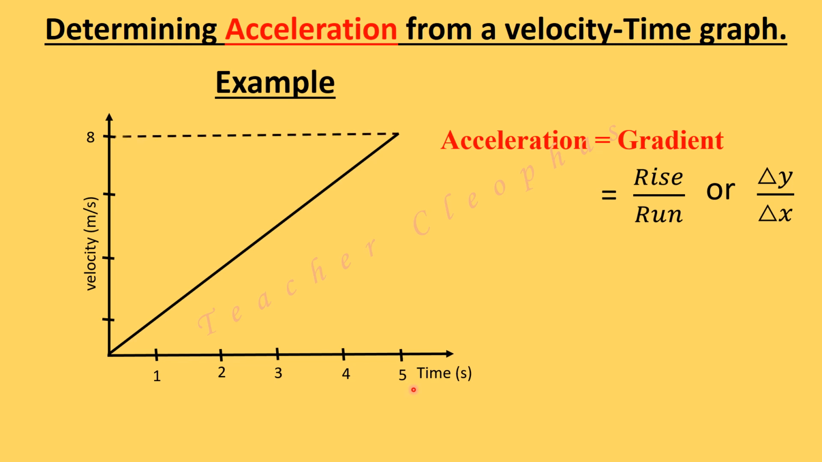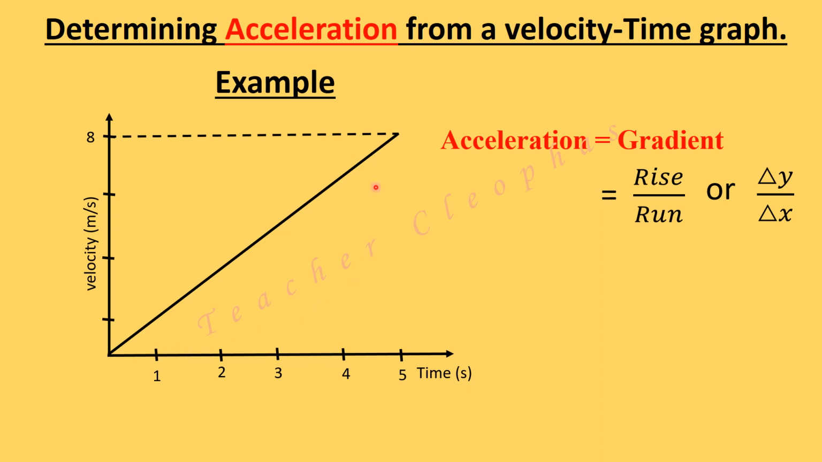We're going to show this line which is dotted. Our aim is to read the value on the y-axis, and this is 8. So to get the rise or the change in y, we take 8 minus this value which is 0. 8 minus 0 is 8. Therefore our rise is 8.